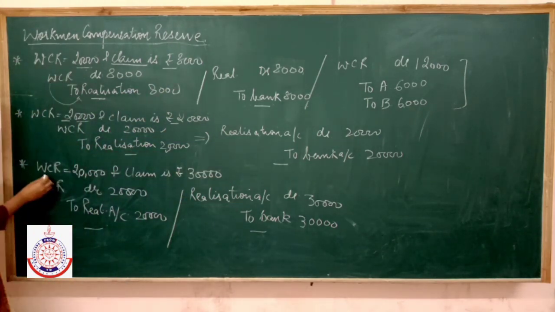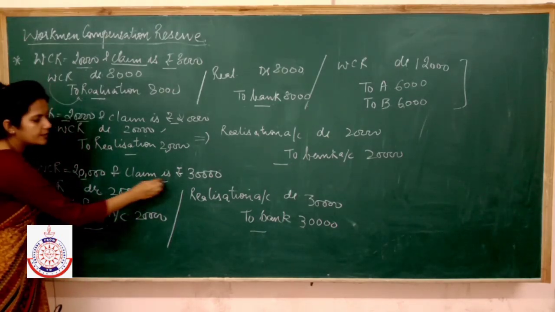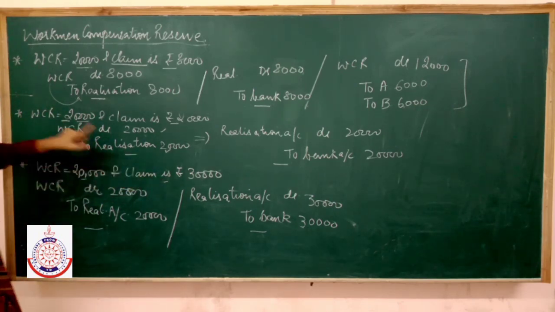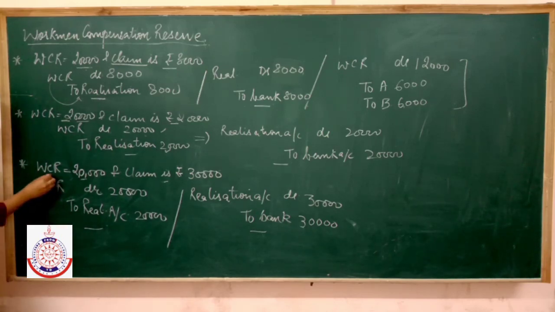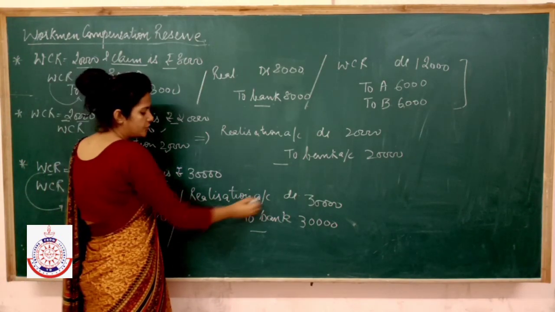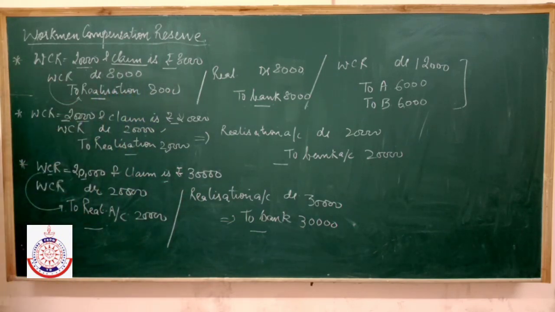Third case, when Workmen Compensation Reserve is 20,000 and the claim is 30,000. Now, again in this question also, the claim is more than the amount of Workmen Compensation Reserve. It means nothing will be left for the partners. So first of all, we have to transfer the whole amount of reserve to realization account, WCR debited to realization account. And then pass the entry for the payment of this claim, and entry would be realization account debited to bank account.